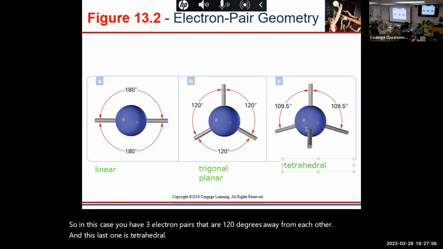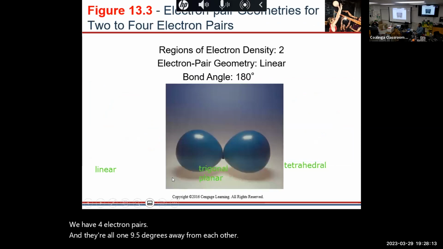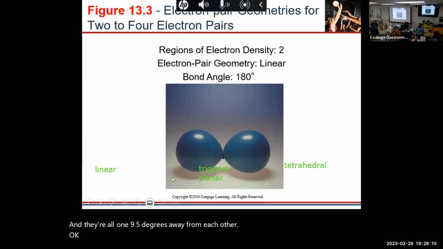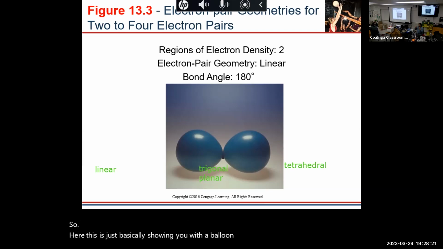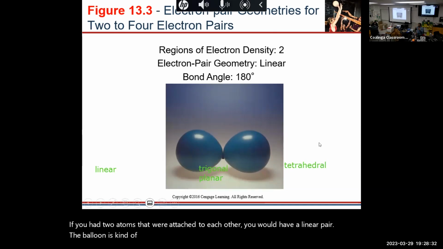In this case, we have four electron pairs, and they're all 109.5. Okay, so this is just basically me showing you with a balloon. If you had two atoms that were attached to each other, you would have a linear pair. The balloon is kind of representing the electron densities.